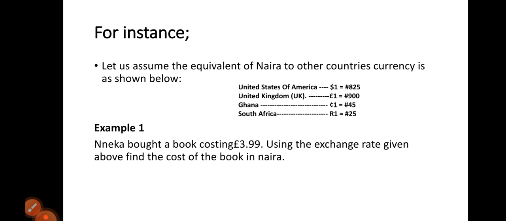From what we have given here, we see that all these currencies are higher than naira. So that means their own $1 is like 825 naira here, or 900, or 45, or 25, as the case may be, depending on the countries. Now, using these figures, let's say Nneka bought a book at the cost of £3.99. Using the exchange rate given above, find the cost of the book in naira.